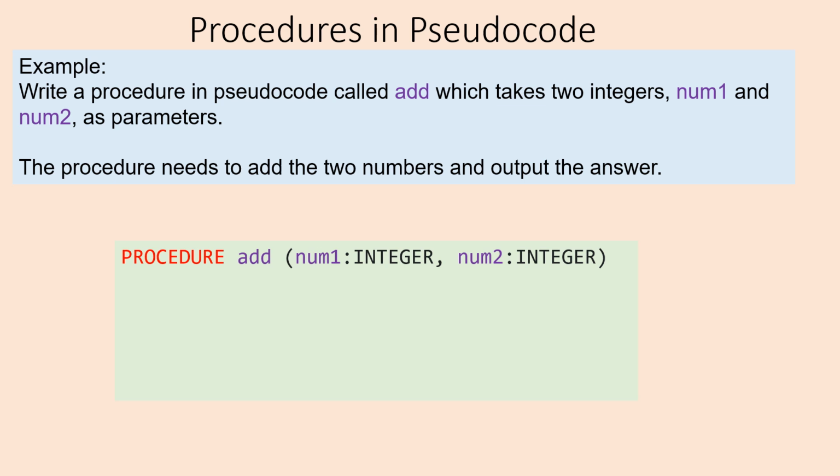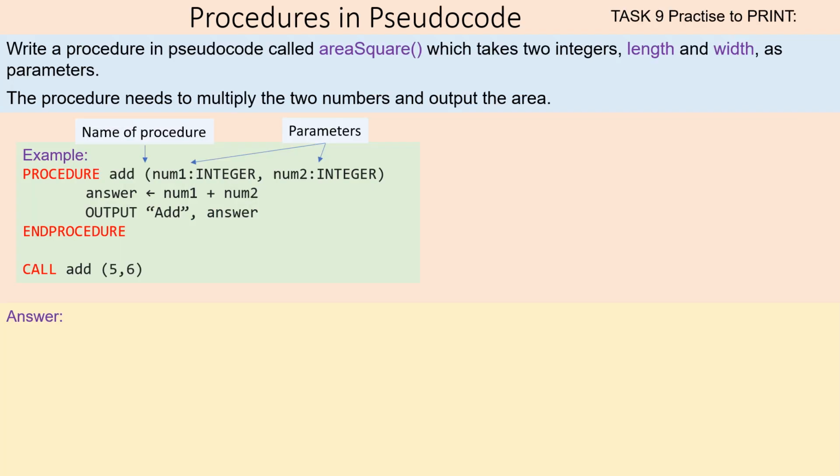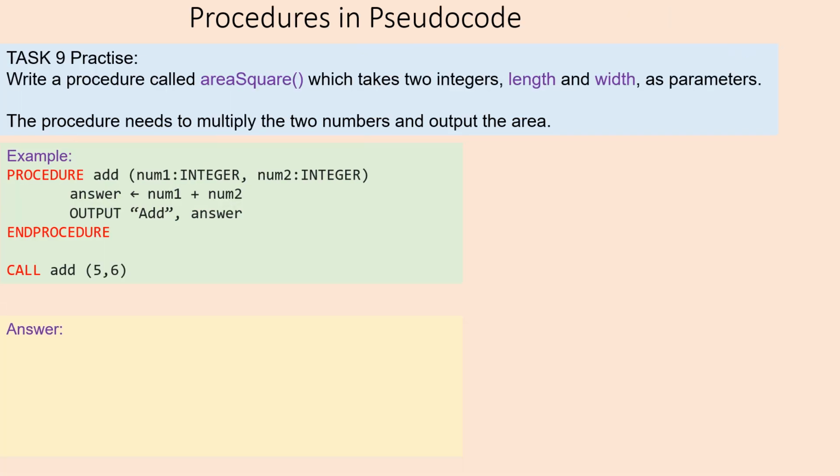Okay, so now we've got our parameters, we simply need to add them and output the answer. So we can say answer is going to be assigned num1 plus num2, and then we'll output the add and then answer. So that's our procedure finished. So we'll end procedure, and then I think I've just got an example here to call it. So call, we type the name of the subprogram, in this case it's a procedure, and then in brackets we put our arguments. So 3 is going to be passed num1, 4 is going to be passed num2, we're going to add them together and we're going to output 7, or add and 7. Right, so we've got the example here.